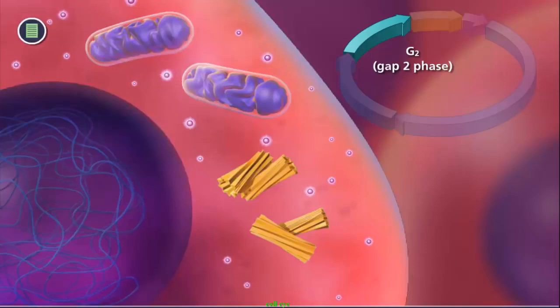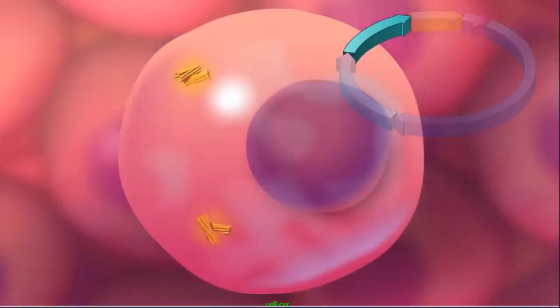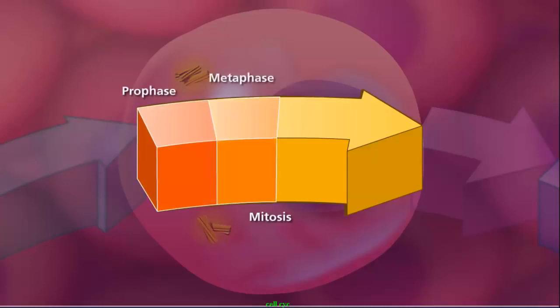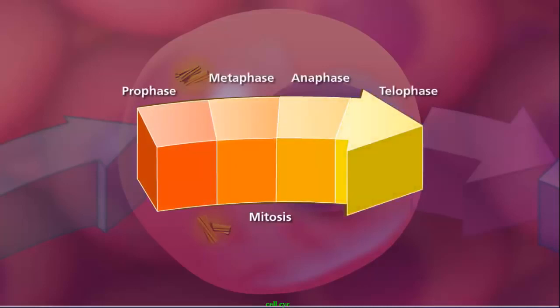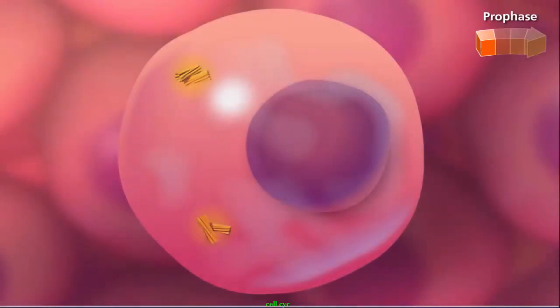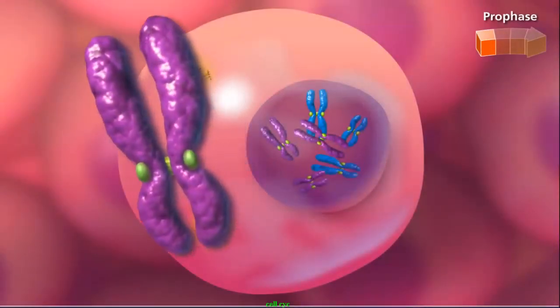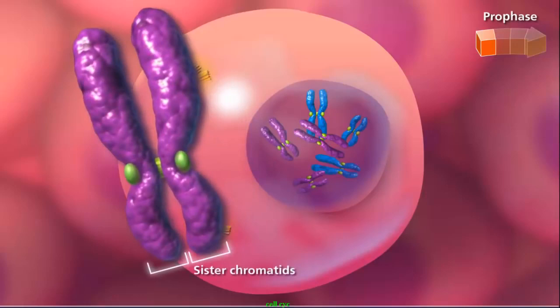Most eukaryotic cells spend a great deal of time in interphase, and a very short period of time actually dividing, a process called mitosis. The cell is now ready to go through mitosis, which consists of prophase, metaphase, anaphase, and telophase. During prophase, the chromosomes condense and become visible, appearing as two sister chromatids held together at the centromere.